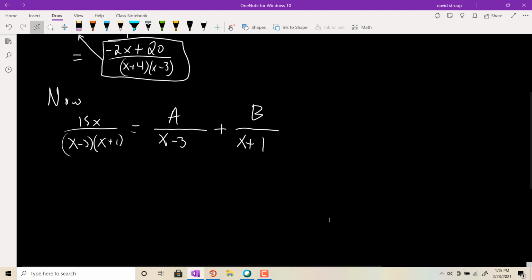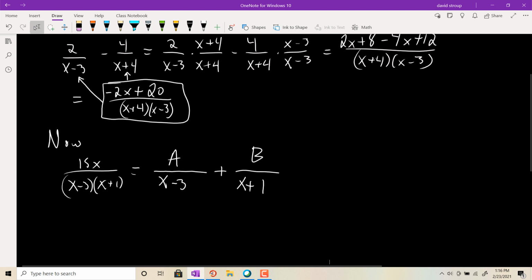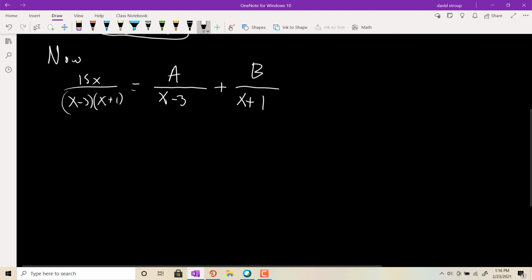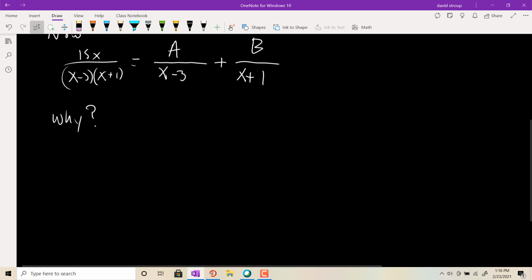There are 4 different kinds of setups for these based on the denominators, and we have to go through all 4 types. And then there are 2 methods for solving for the numerators, and we'll go through those as well. Okay, so maybe the last question is why? Why the heck would I want to do this?